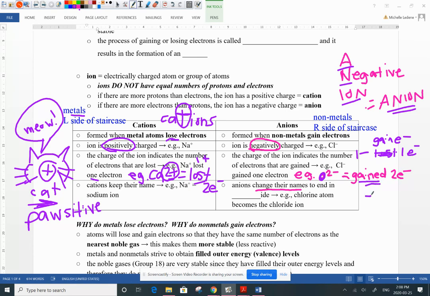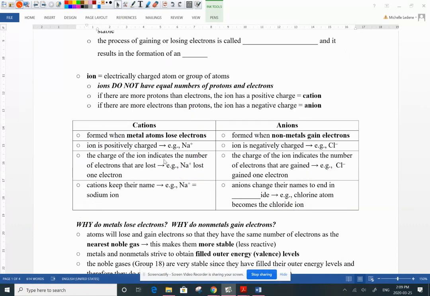Okay, so if I had a 3 negative charge, it's because they gained 3. So 3 electrons gained would be a 3 negative charge. Like nitrogen becomes nitride. All these guys get a name change: chloride, oxide, nitride. Okay, and so the reason why metals lose and nonmetals gain electrons is as follows.